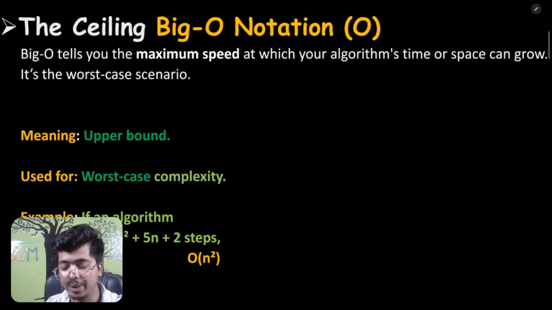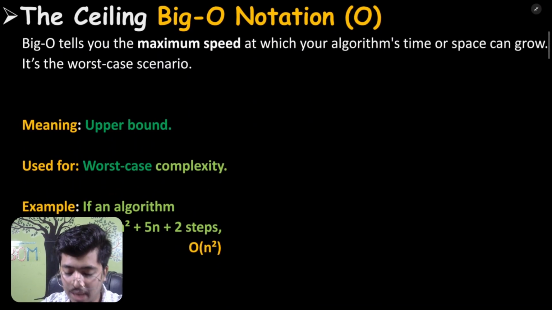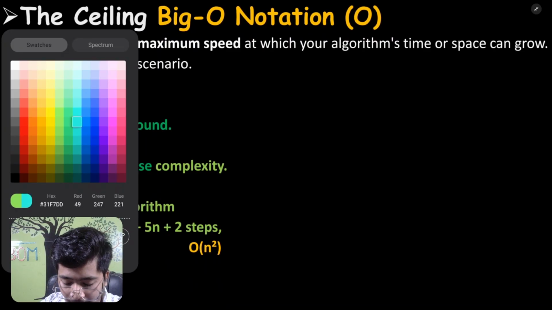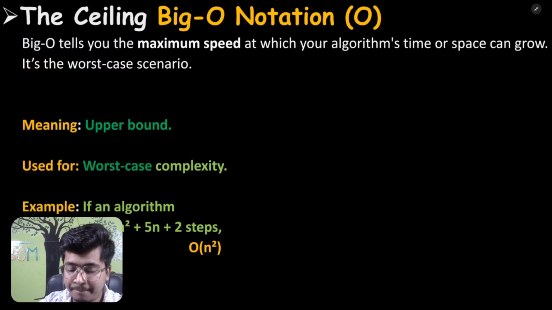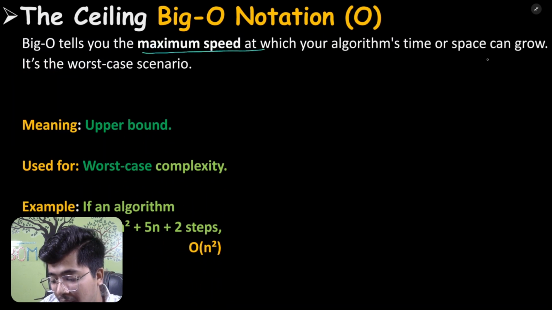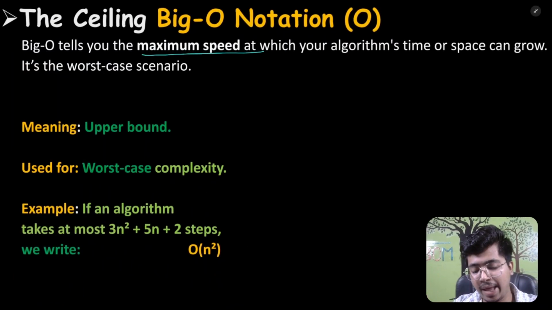So now we will be looking in more detail at the big O notation. Let's study what this big O notation tells. Big O tells you the maximum speed at which your algorithm's time or space can grow. It's the worst case scenario. In programming terms, Big O tells us the maximum speed at which our algorithm's time or space can grow.